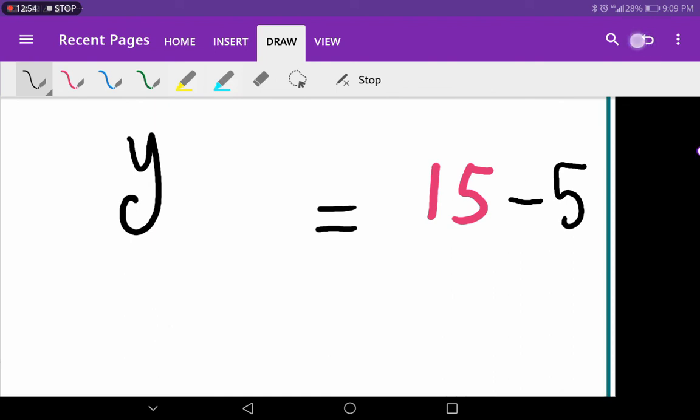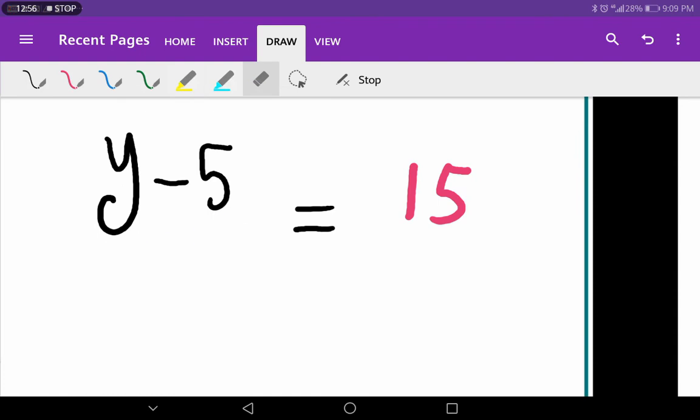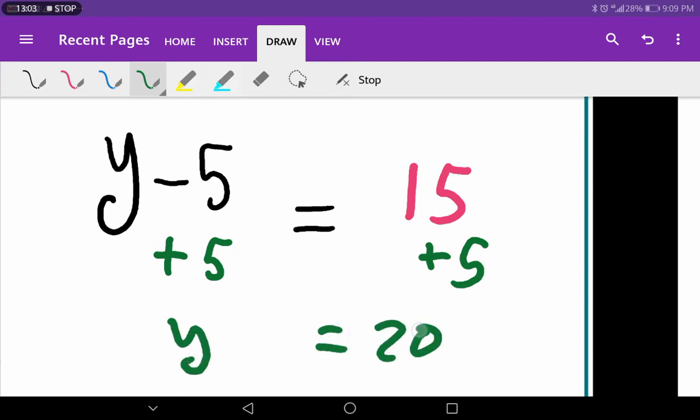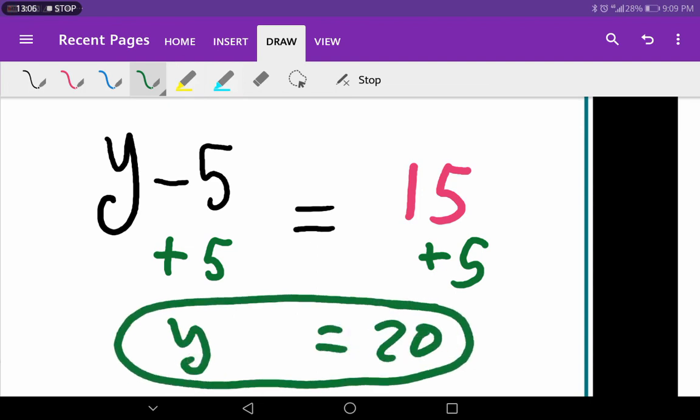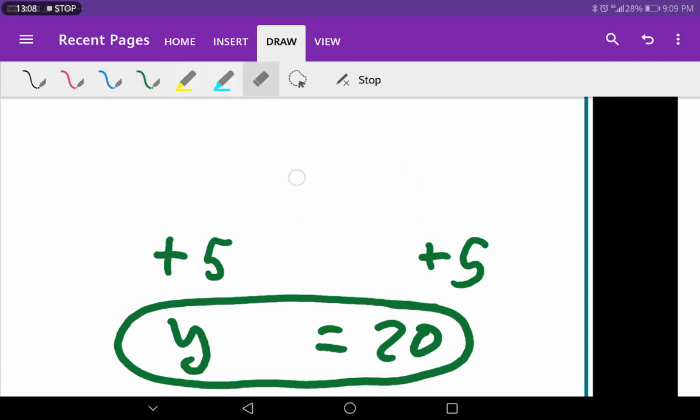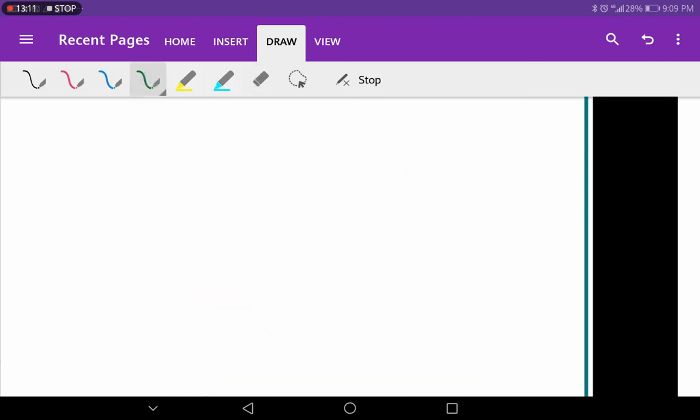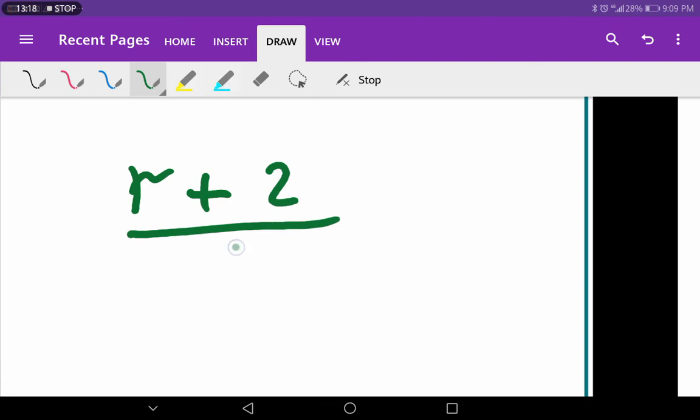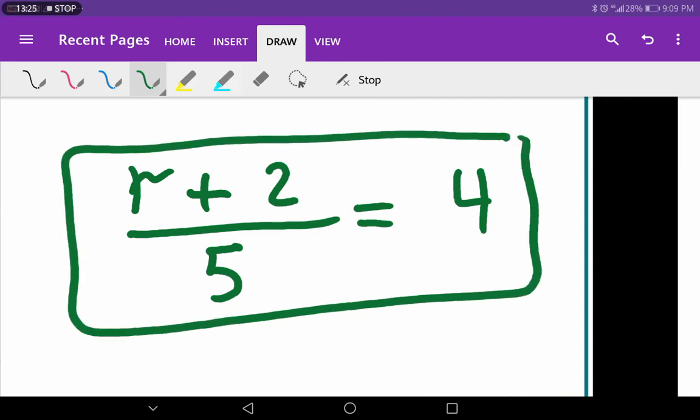Or what you have to do: plus 5, plus 5, y equals 20. Now your mission is to send me the answer for this question. For example, r plus 2 over 5 equals 4. This is number 2. Send it in the comment.